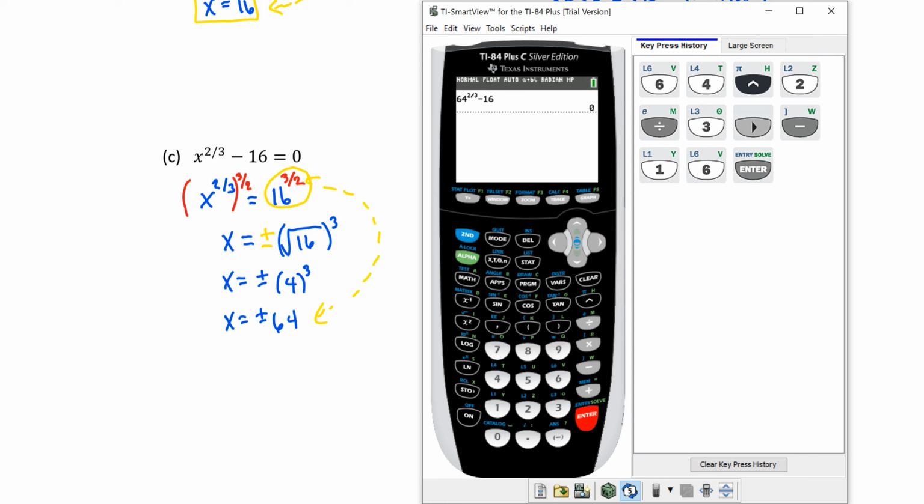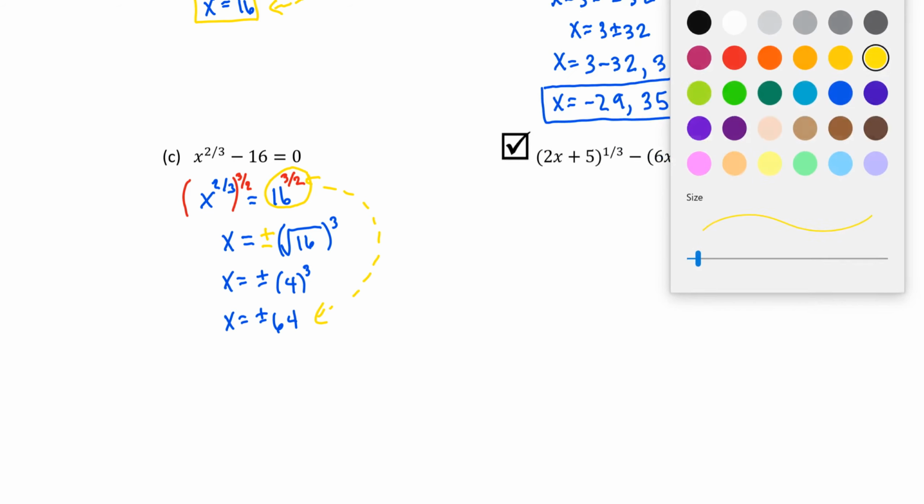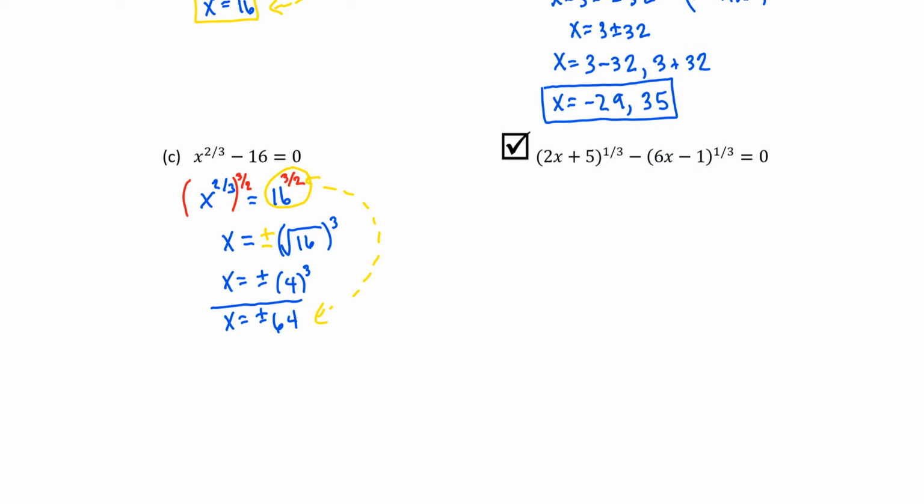Next, we'll check negative 64. But we have to be careful with our syntax. We want to make sure that negative 64 is raised to the power of 2/3. That means I have to put the negative 64 in parentheses. And when we evaluate, we also get 0. So this equation also has two solutions, positive and negative 64.